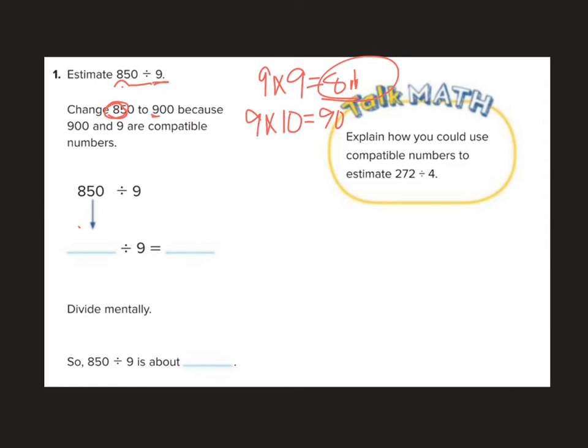Okay, so I know that 900 and 9 are compatible numbers. 81, so I could have done 810, right? That just takes a little more brain power. If you see that, use it. If you don't see it, don't use it. Go to 90. Okay, so 900 divided by 9. Well, 9 divided by 9 is 1. I have 2 zeros left over, 100. So 850 divided by 9 is about 100.